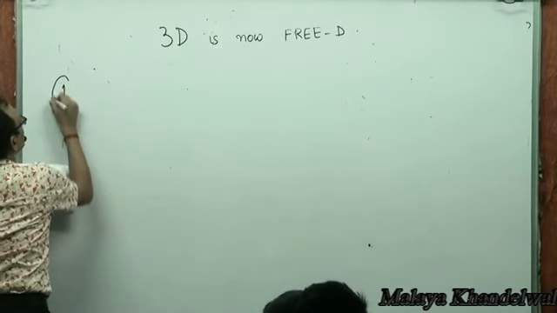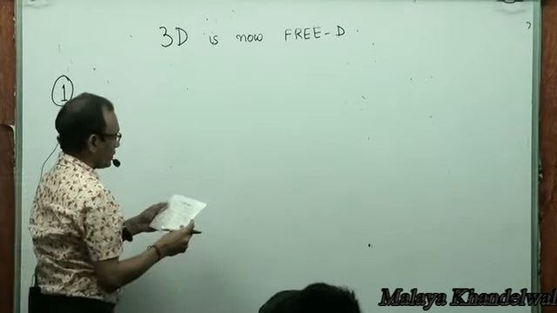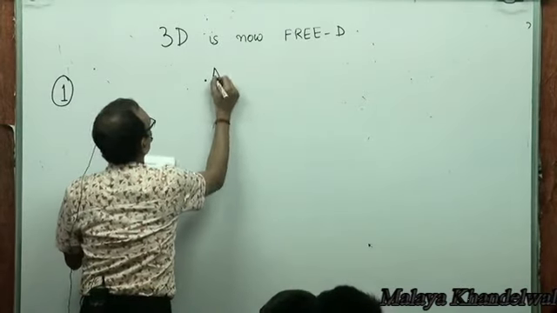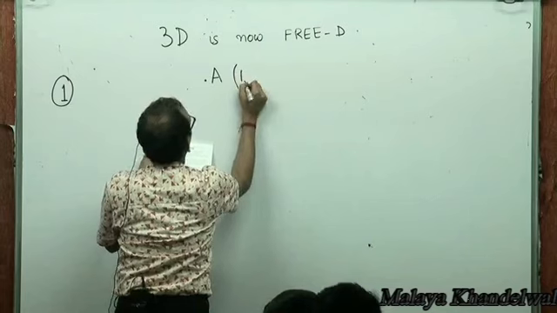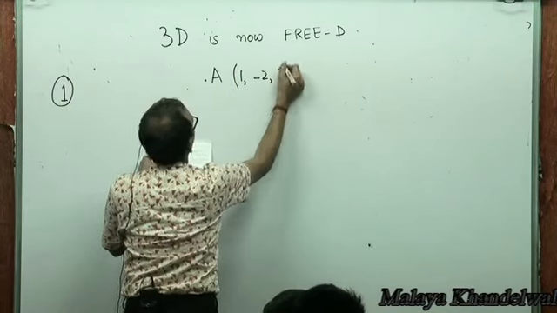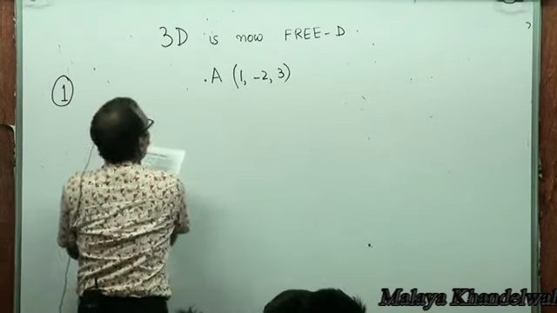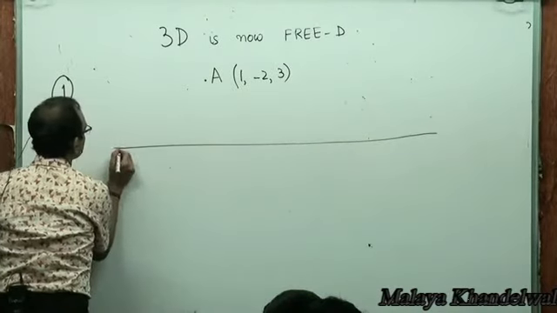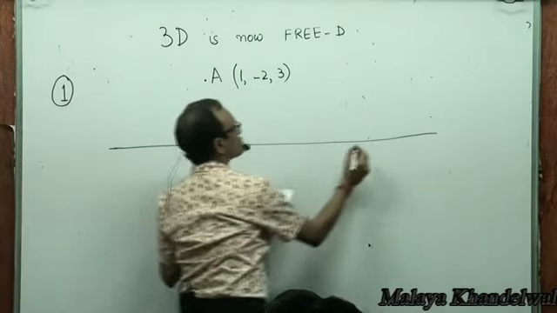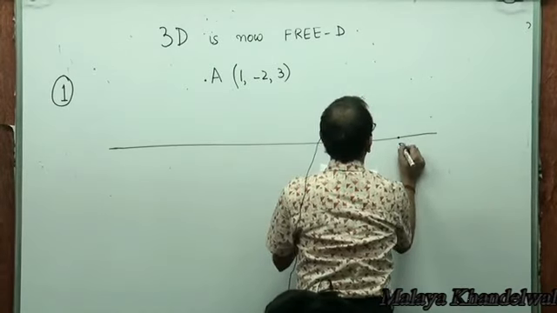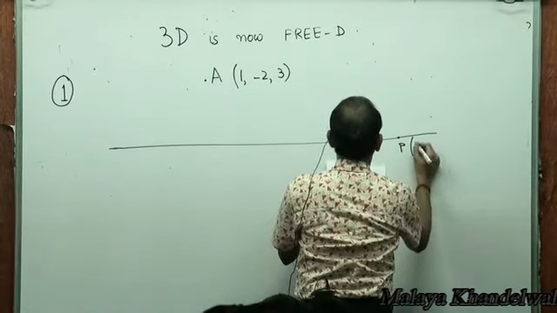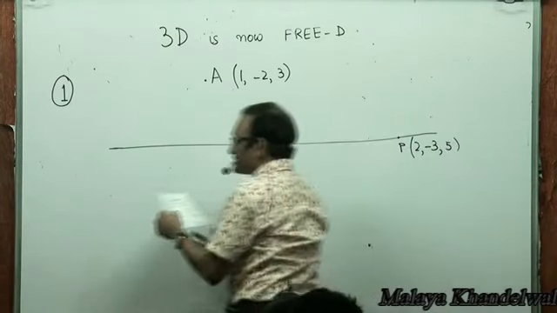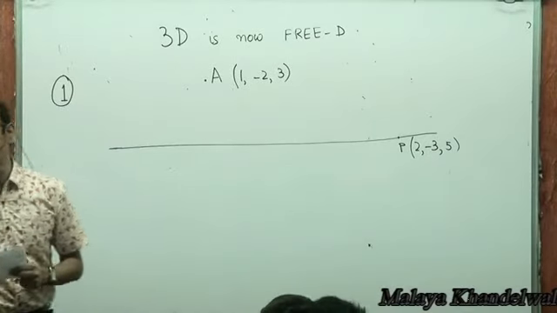The first problem of the sheet is about a point A, coordinates 1, minus 2, 3, and there is a line that passes through P, which is 2, minus 3, 5, and this line is equally inclined with the axis, the three axes.